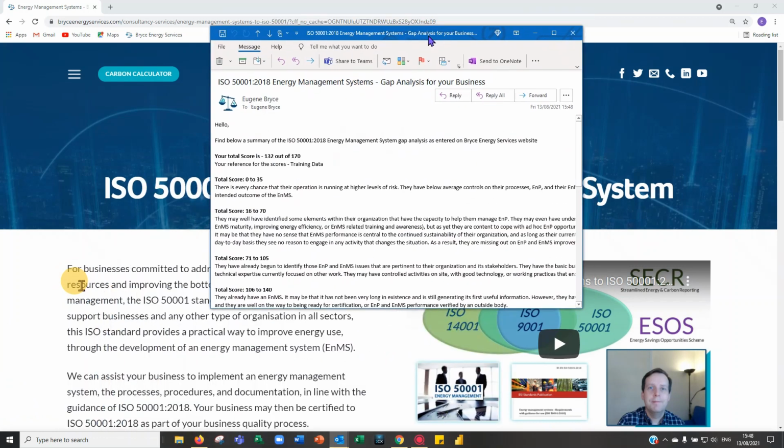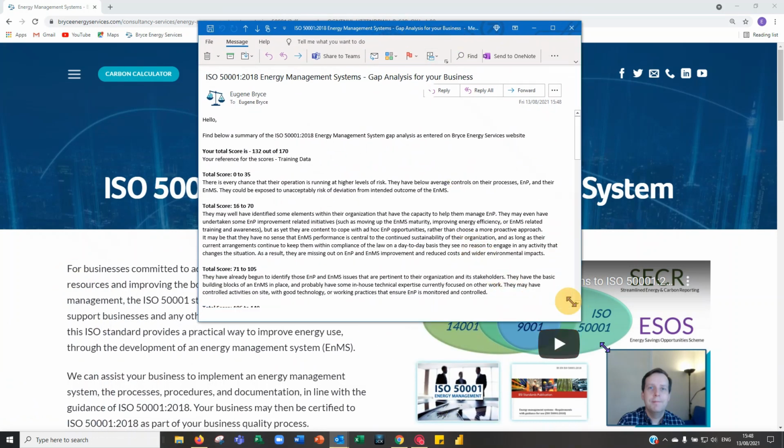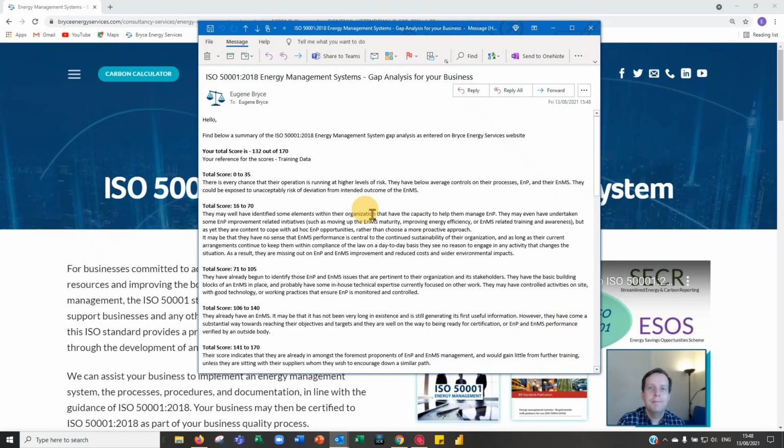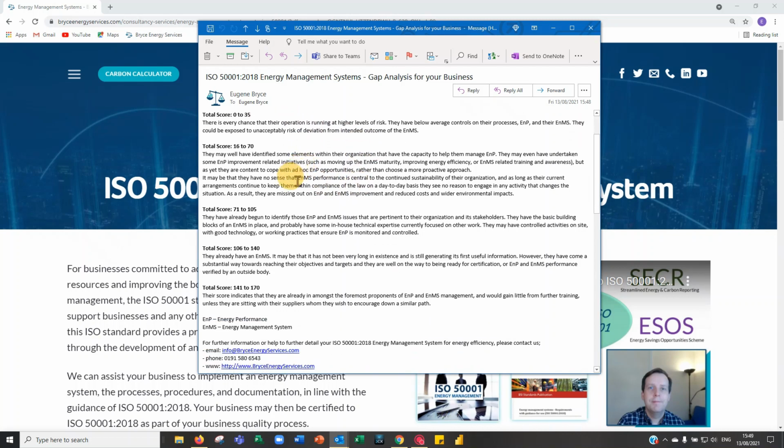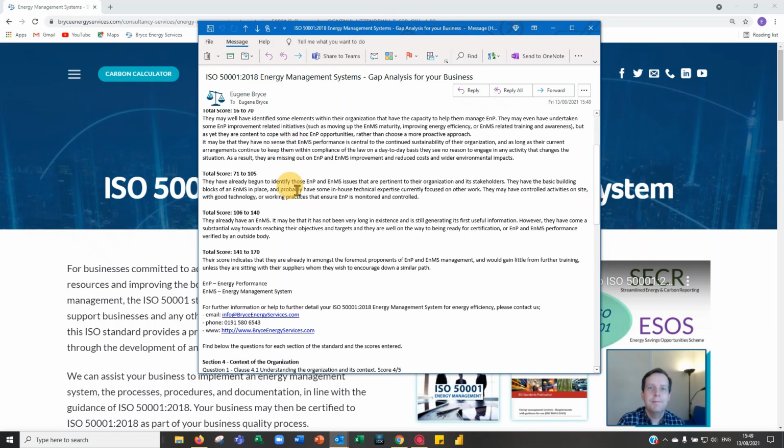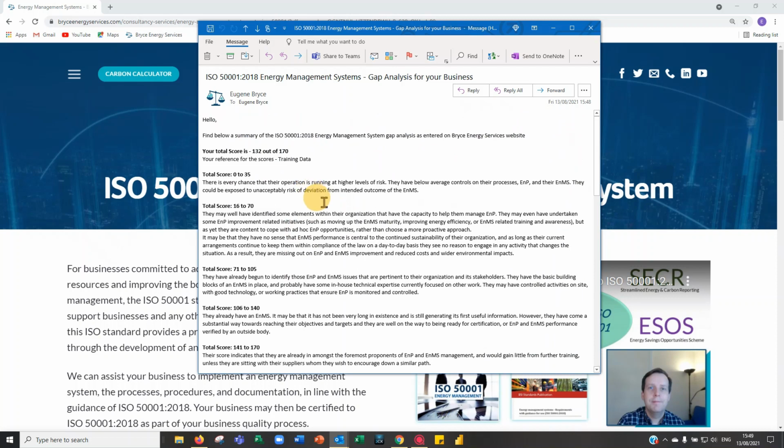So that email has come through with the results of the energy management system gap analysis. So you'll get an email from myself, and I sent it to myself. Hello, find below a summary of the ISO 50001 gap analysis as entered on Bryce Energy Services website. So again, you'll get your total score, 132 out of 170. You'll get your reference to the scores. So I entered training data, and then you'll see the same text describing the various bands of compliance, if you like, or alignment to the best practice standard for energy management.